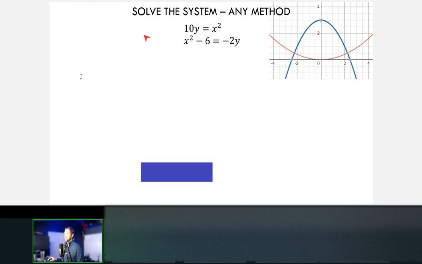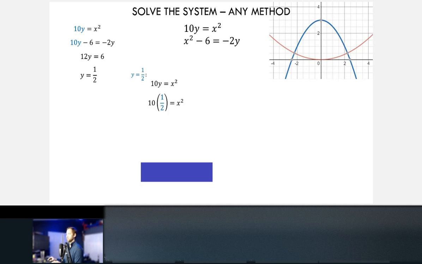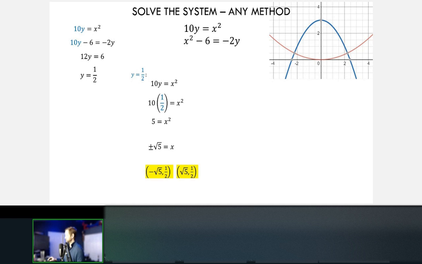So let me just quickly run through that. This is probably the easiest problem on this page or on this lesson. So replace it, and then we solve. Divide by 12. We get 1/2. Then from here, we plug it into one of our equations. It probably doesn't matter which one. I think I did it the first one. Yeah, so I replaced the first equation, 10y equals x squared. I replaced our y with 1/2, and then we solve. And then that's how you get plus or minus rad 5. So there's your 2 answers.